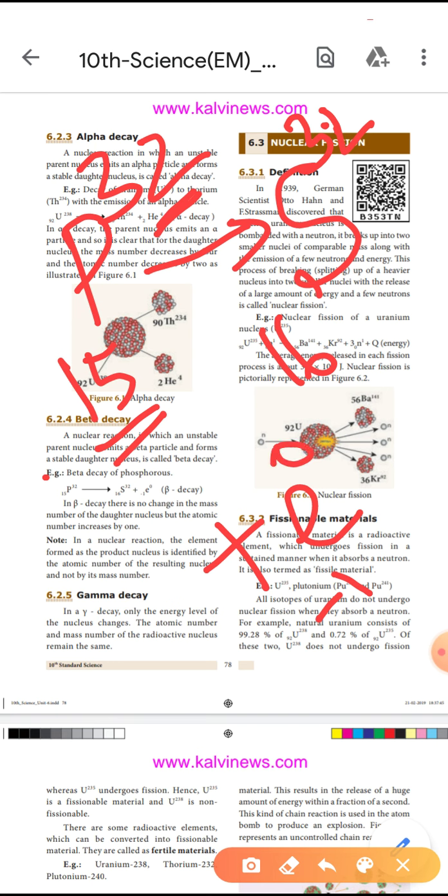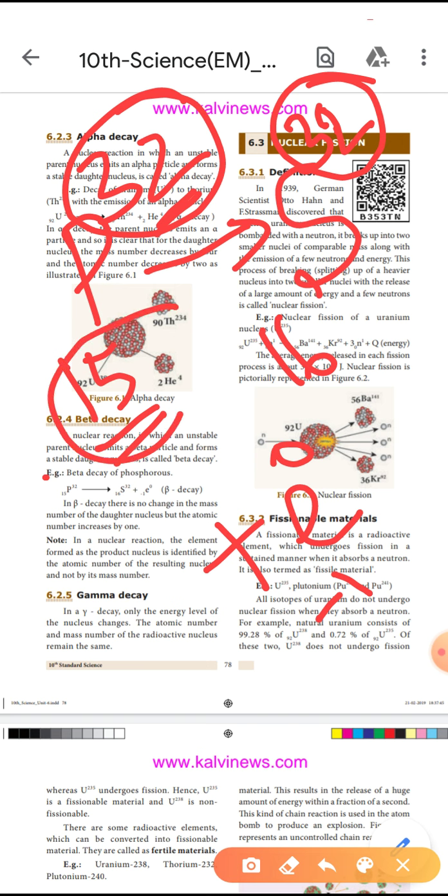In beta decay, there is no change in the mass number. See the mass number here is 32, in the daughter nucleus also 32. No change in the mass number. But atomic number increases by 1. Atomic number here 15, there 16. Atomic number increased.